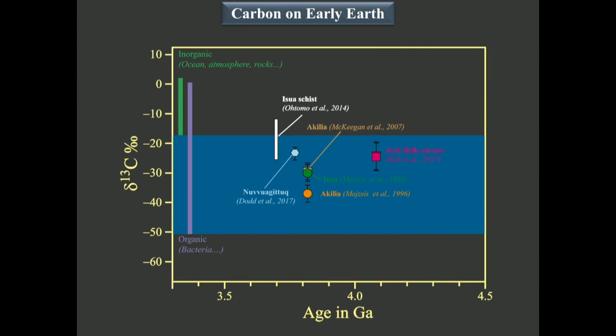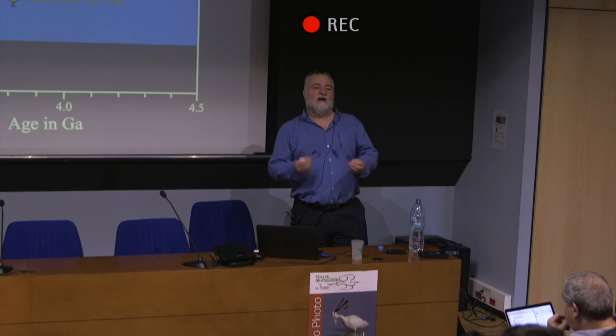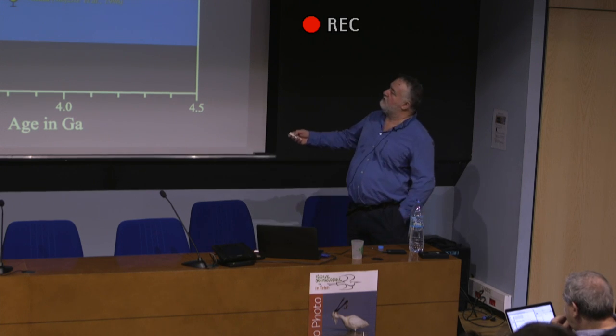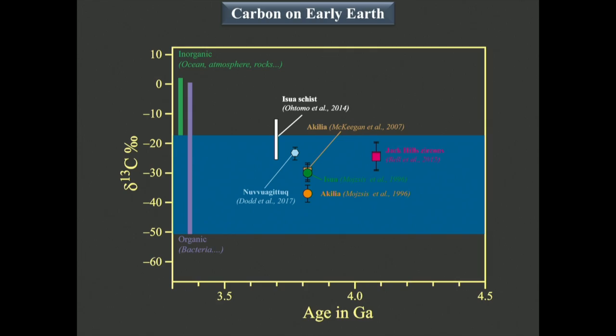And if we look at the composition of metamorphic rocks, that means rocks that were transformed by high temperature and high pressure, the range of fractionation of carbon is this. So that means that these values can be biological, but can also be due to metamorphism. And unfortunately, all these rocks, Nuvagittuk, schist from Isua, and Aquilia, and of course Jack Hills zircon, were subjected to very strong metamorphism, to very high temperature. So, okay, this could be biological, but this could be totally abiotic. So in fact, we have no answer for this very early, very old carbon on Earth.